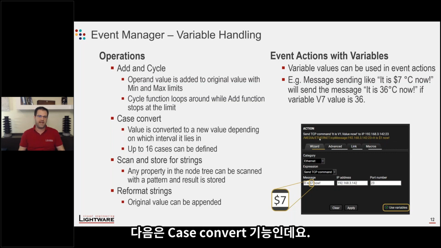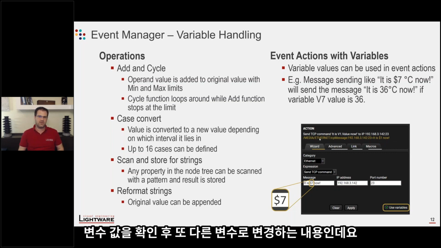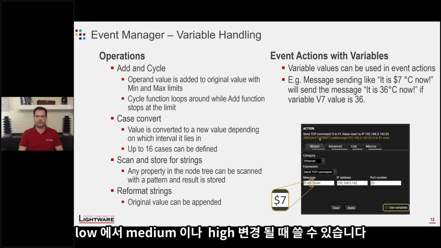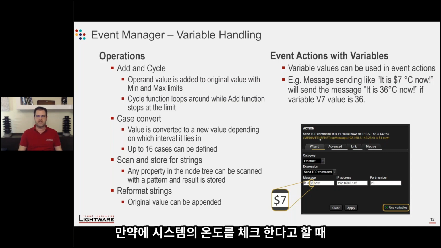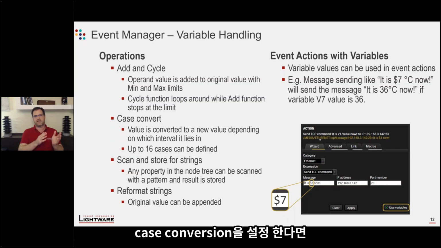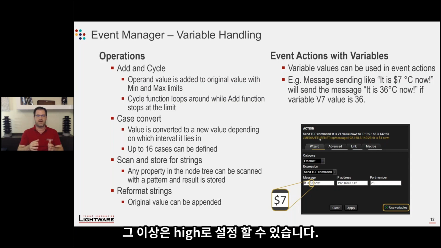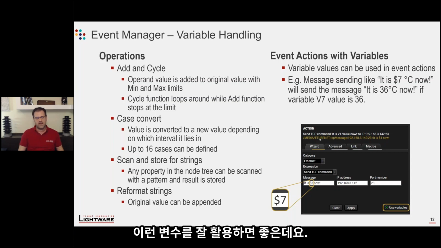Also, we have the case convert function, which allows you to check the value of the variable and then convert it to up to 16 different cases. This could be used, for example, to indicate if a value is low, medium, or too high. For example, if you're scanning the system temperature, then you can set up a conversion that if it is between 0 and 25, you can tell the temperature is low. If it is between 25 and 35, you can tell it's medium, and if it's above 35, you can tell it's high. Why is it important or interesting?